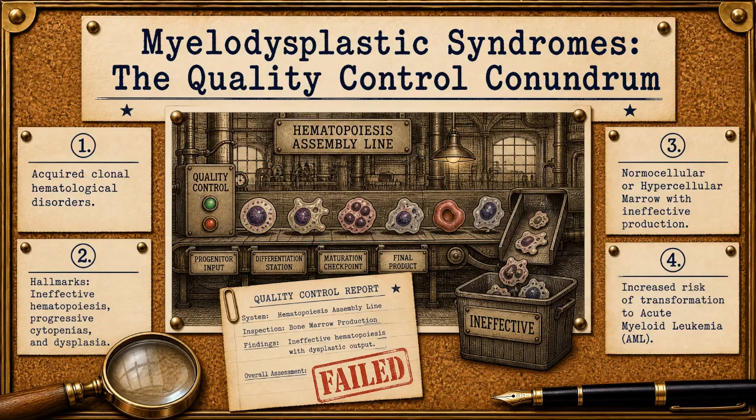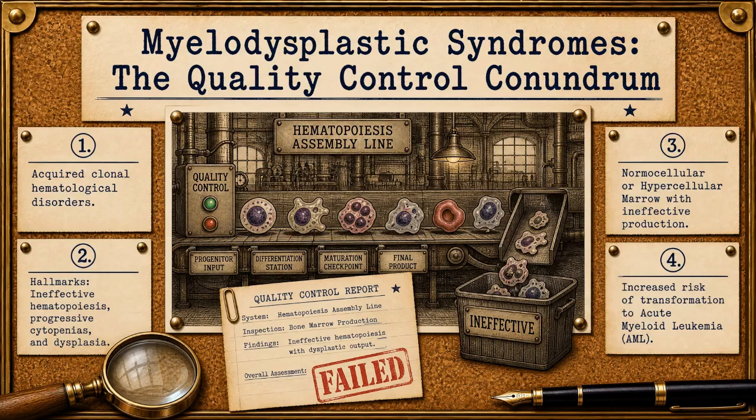This leads to progressive cytopenias, a fancy way of saying a decrease in one or more types of mature blood cells, red cells, white cells, or platelets, in the peripheral blood. So, despite a busy marrow, the patient ends up anemic, neutropenic, or thrombocytopenic.